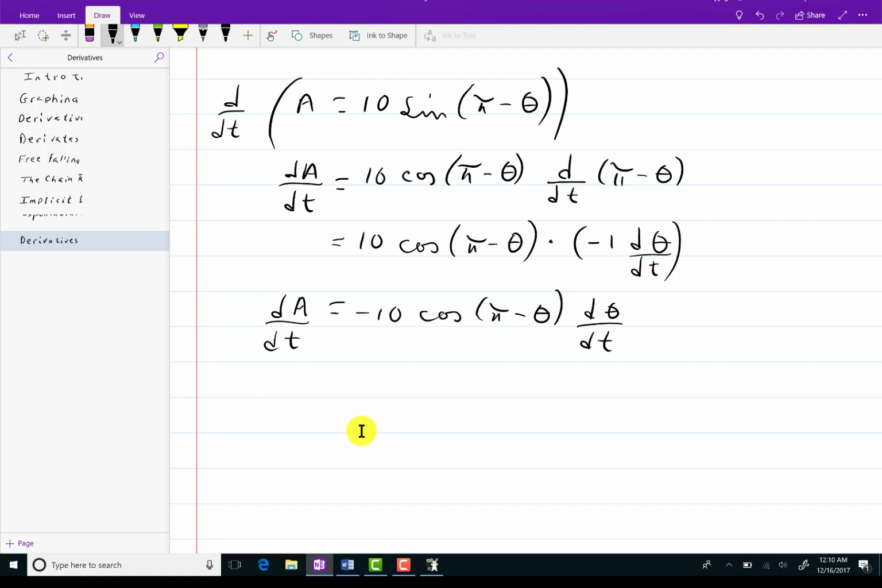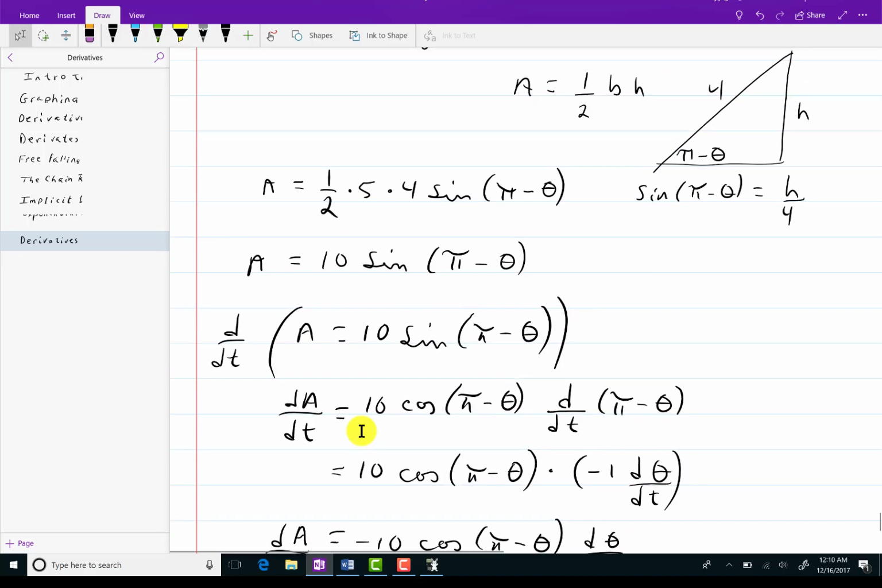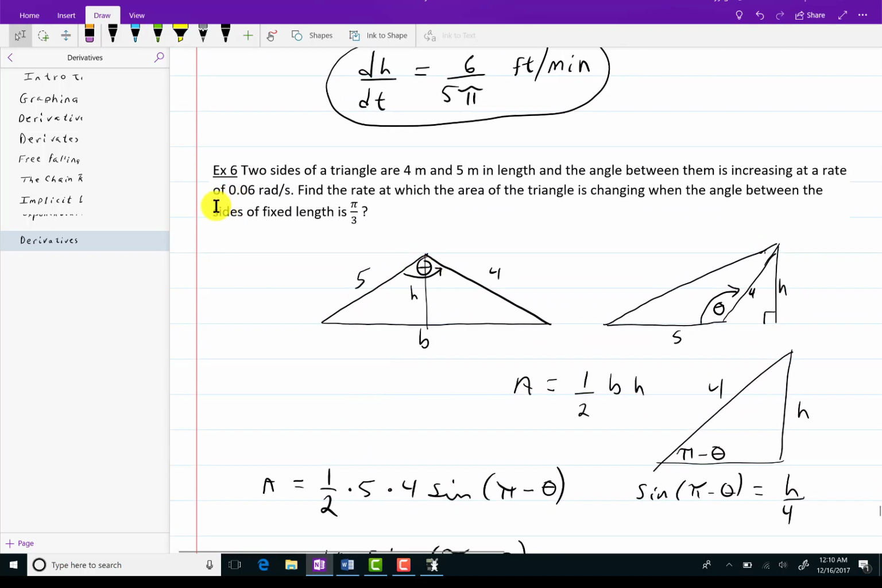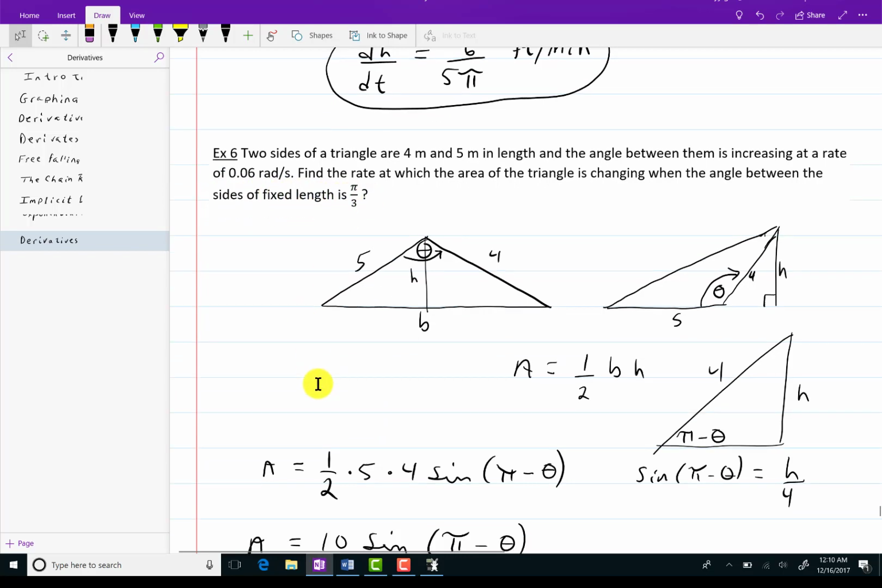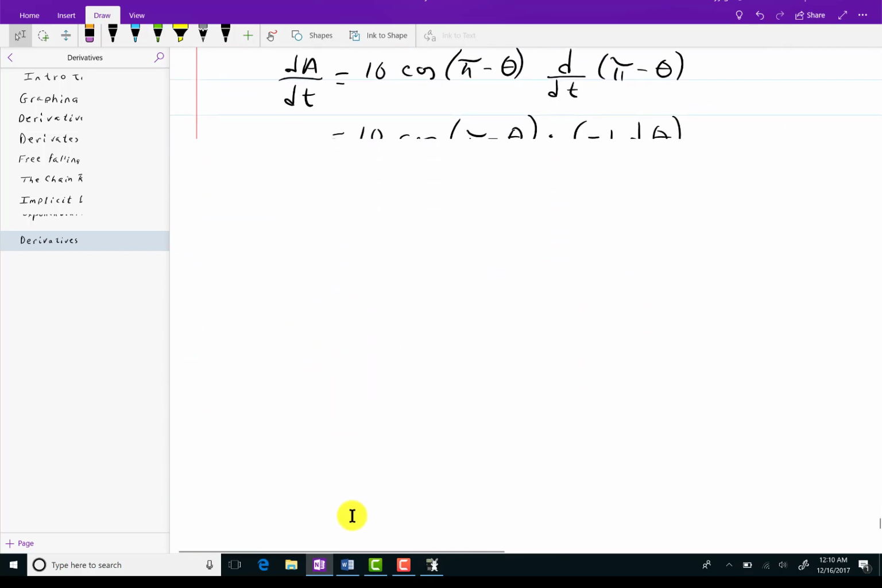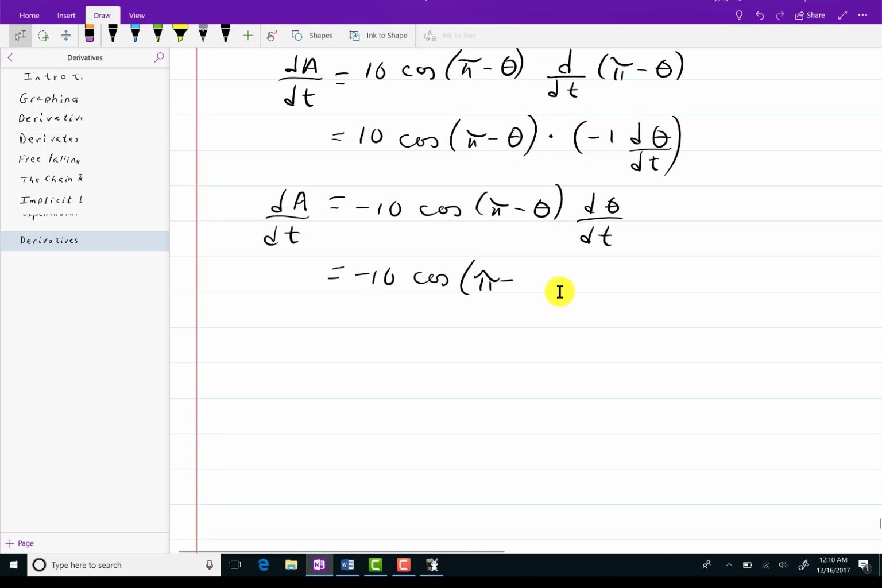So let me put those in there. I have -10 cosine of pi minus theta, and I think they wanted us to do it for theta equals pi over 3, when the angle is pi over 3. And that was 0.06 rads per second. I'll put the units at the end here. dA over dt is precisely what I was looking to solve.